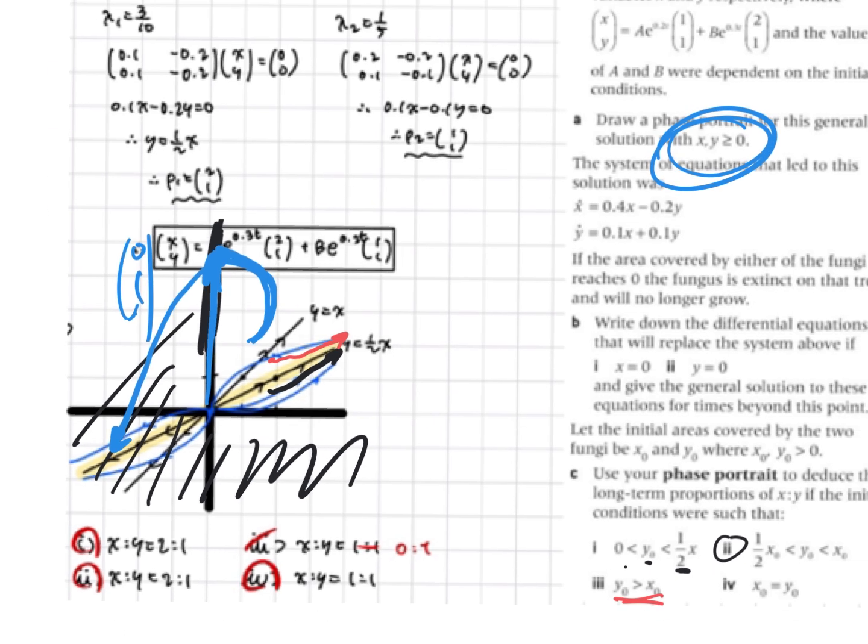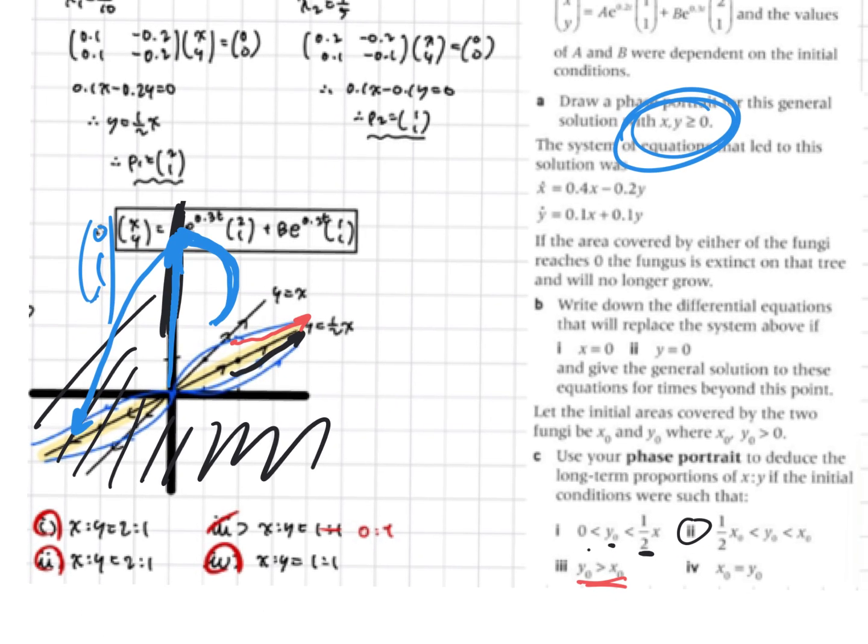And then finally, part D says when x equals y, well, that means it starts on here and then it's just going to go along this axis forever. I hope that helps.